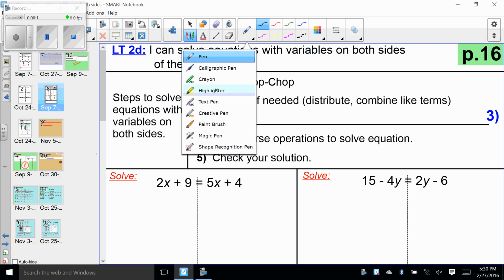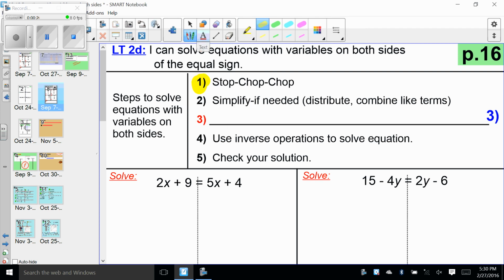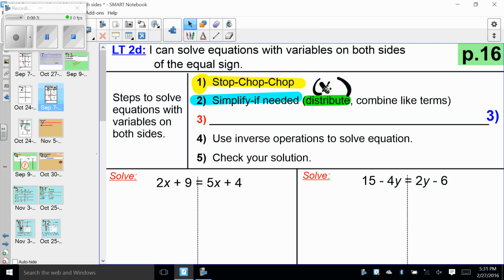Step 1, stop, chop, chop. It's already filled in for you because you're used to doing that. If you have subtraction, we stop, chop, chop. Step 2: simplify if needed. We've been working on that. Use the distributive property if you have a parenthesis with a variable on the inside somewhere, and then combine like terms if necessary.